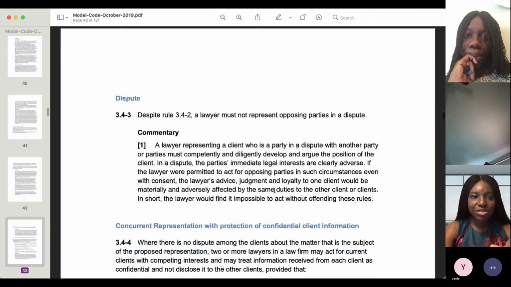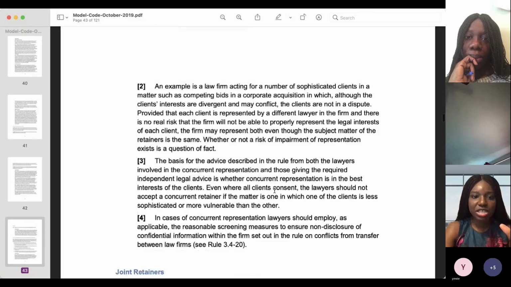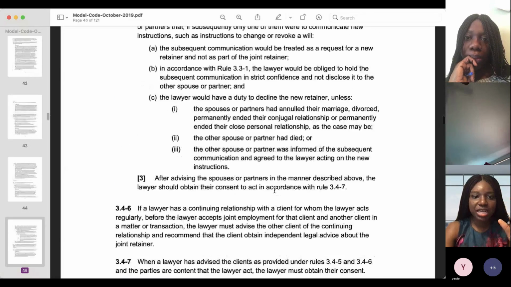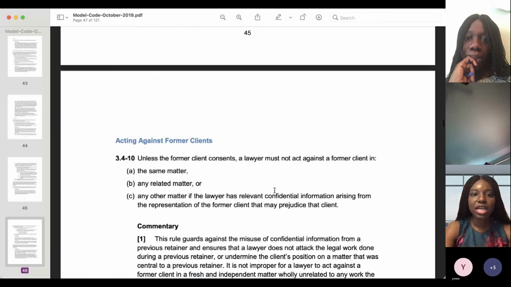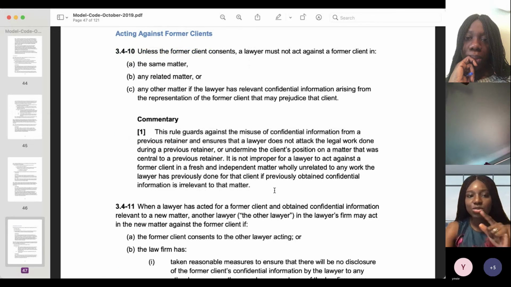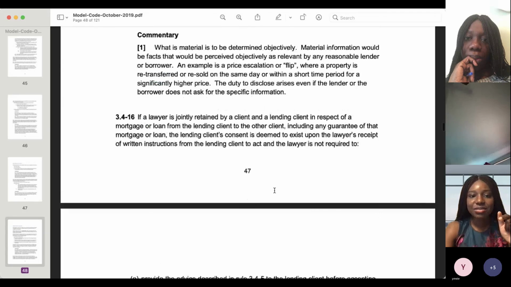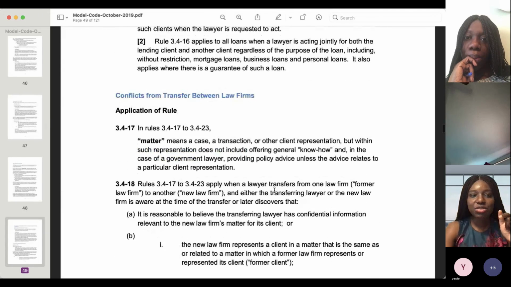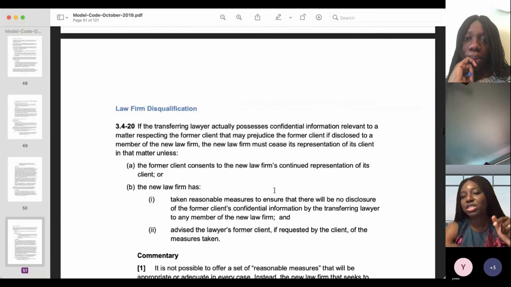So the model code has created something called, okay, we talked about concurrent representation, joint retainers, that's when they agree for you to represent them both, which is concurrent. Then acting against former clients is what you're talking about. There's a set of guidelines, right? I think it's 3.4-20, if I'm correct. Law firm disqualification.